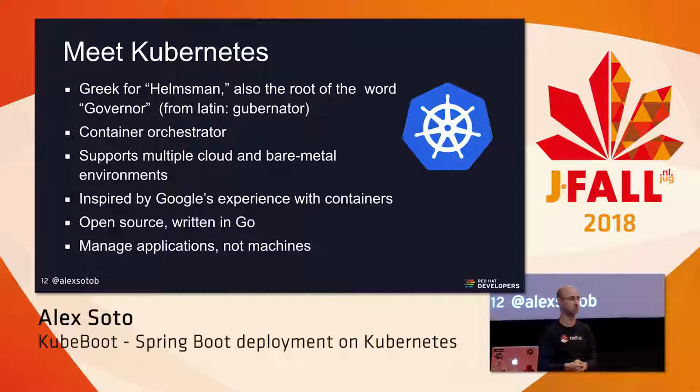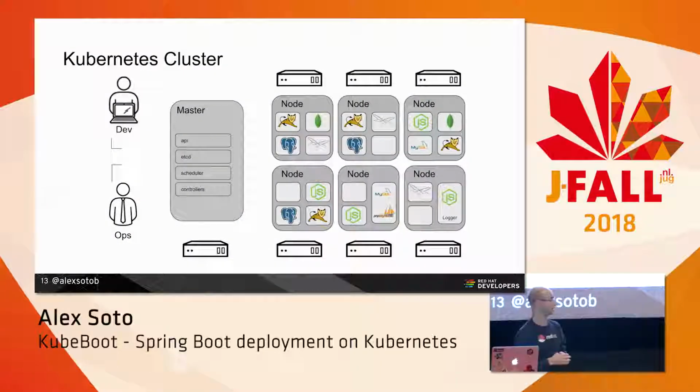And this is really important because with Kubernetes, you only say things like, I have my service, and I want 3 instances of my service in the cluster. And that's all. You are not managing machines anymore, which is really great. And a Kubernetes cluster looks more or less like this, where we have the developers and the ops guys who can interact with the master.